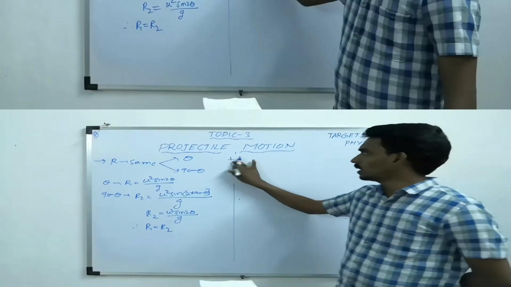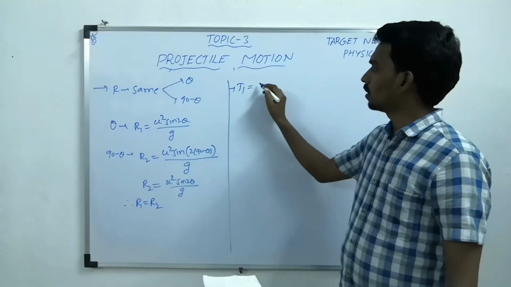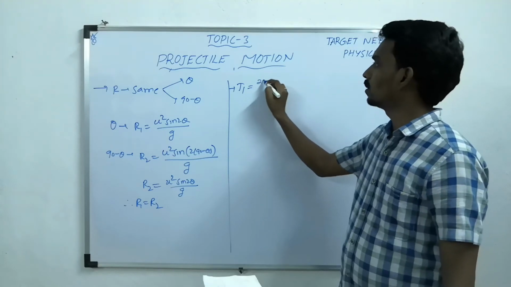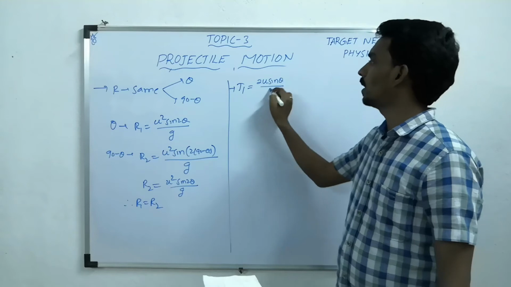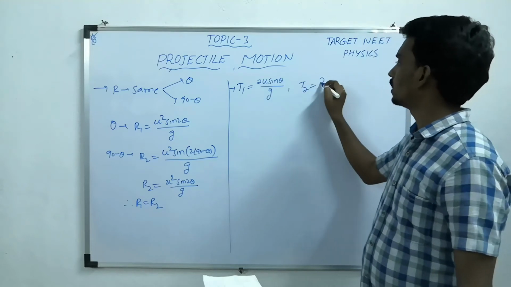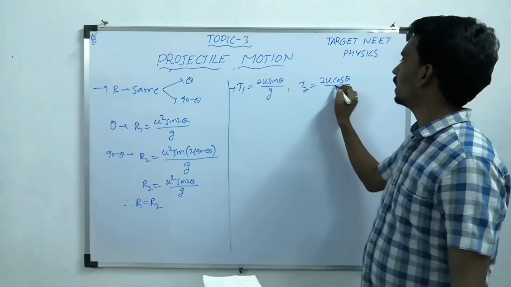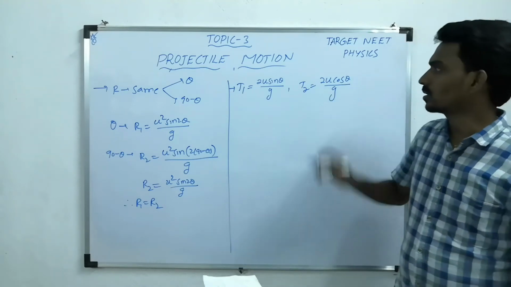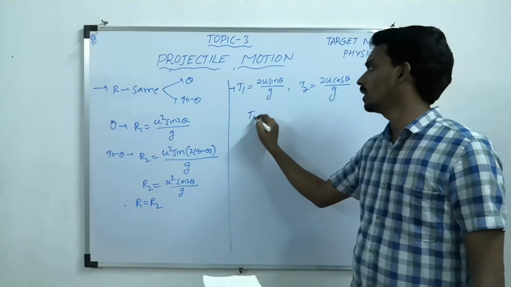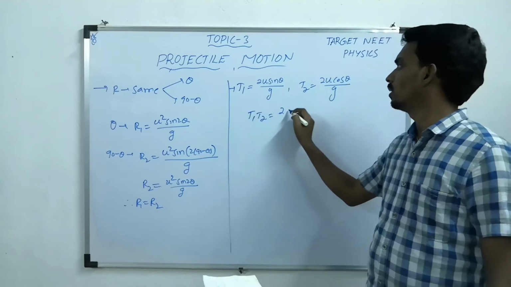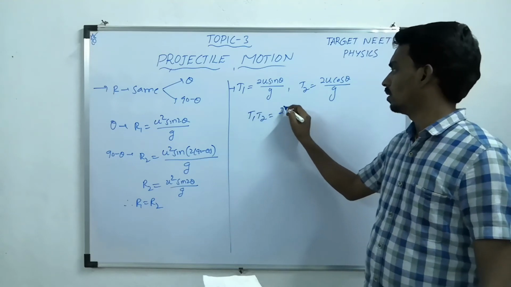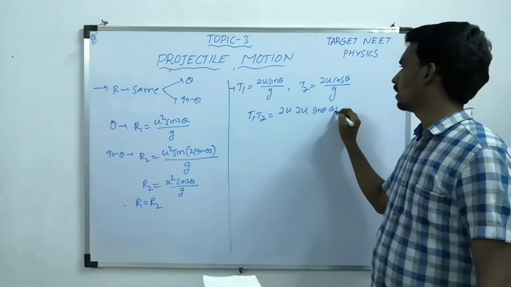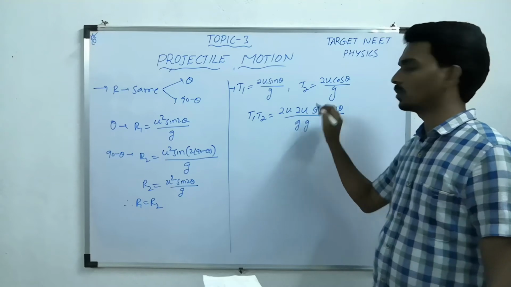Now the time periods: T1 equals the total time of flight for the first angle theta, 2u sin theta by g. T2 is 2u cos theta by g, because here sin of 90 minus theta is nothing but cos theta. So T1 T2, if you take 2u into 2u sin theta cos theta, whole divided by g into g.